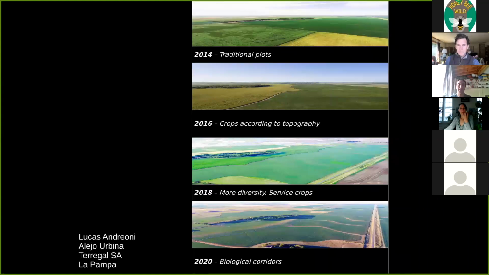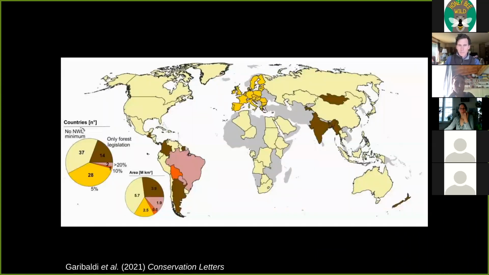Here's an example of a big agricultural farm in Argentina, where we are doing this with biological corridors. And then also, because there were no international agreements about the importance of natural and semi-natural areas within agricultural landscapes, we checked the national laws in each of the countries, in most of the countries of the world. And we have seen a lot of variability across the countries to what they say regarding the importance of natural and semi-natural habitats in the agricultural landscape.